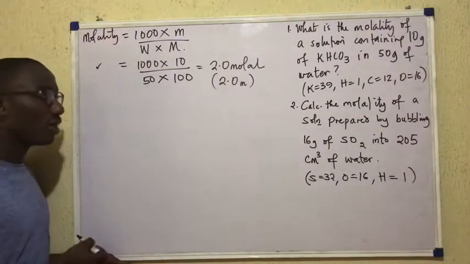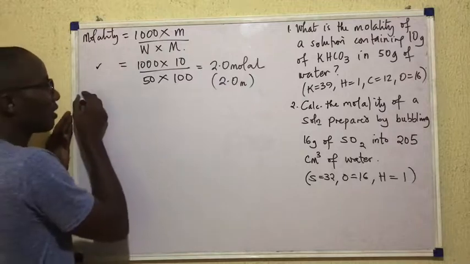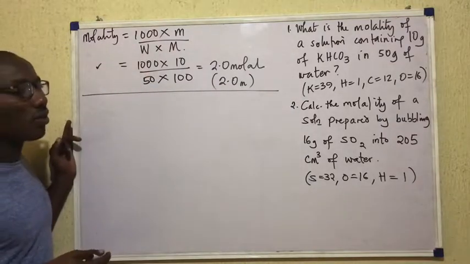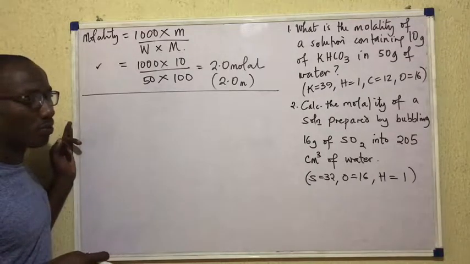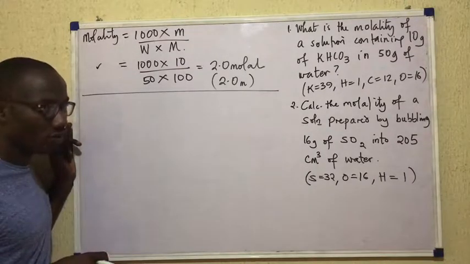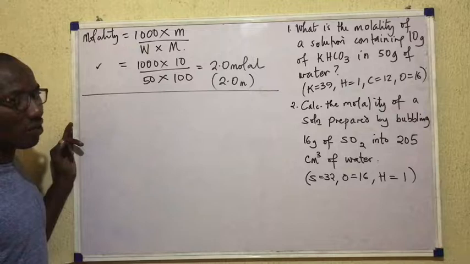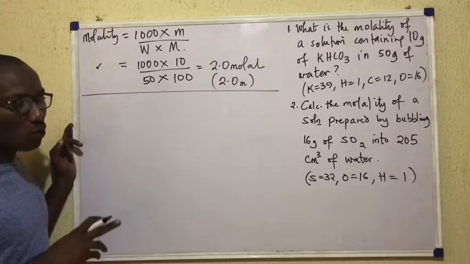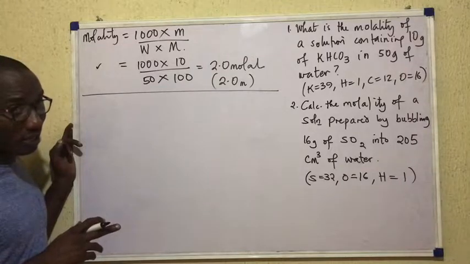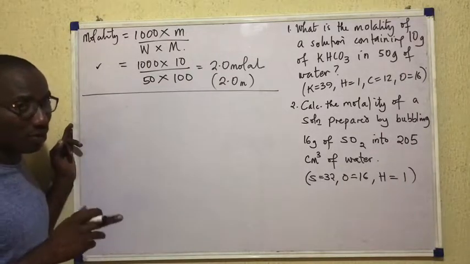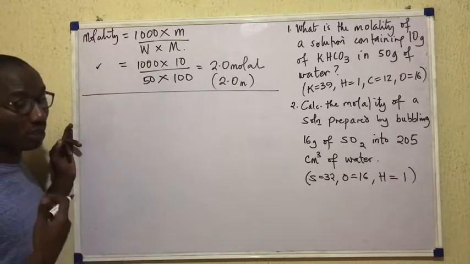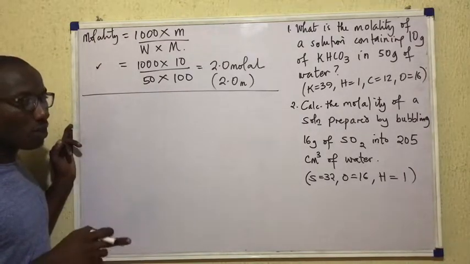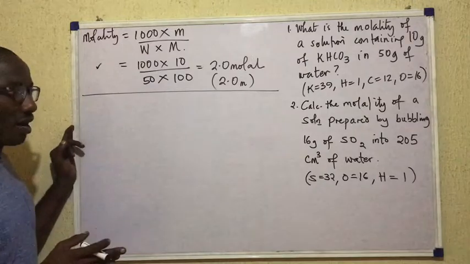the solute. So having solved that one, look at this second one, which is more difficult actually. It says calculate the molality of a solution prepared by bubbling 16 grams of SO2 into 205 cm cube of water. Now 205 cm cube of water is 205 grams of water, because the density of water, like we have always said, is 1 gram per cm cube. So on the basis of that, see what we have.